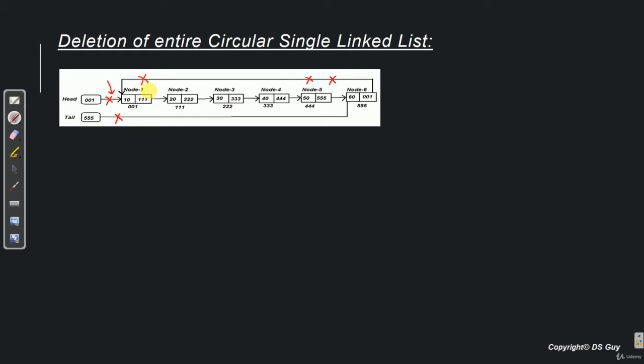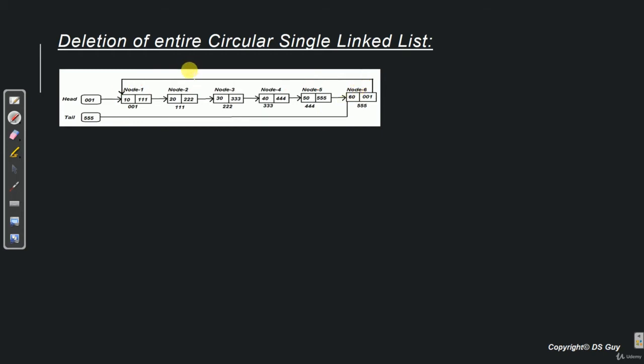So node 1 gets deleted, node 2 gets deleted, 3, 4, 5. But since node 6 is pointed by tail, it will not be deleted. So for that we have to disconnect this connection. Once it is done, node 6 also gets deleted.